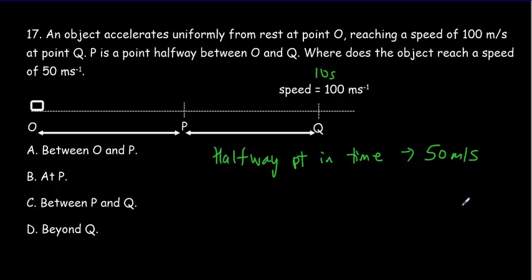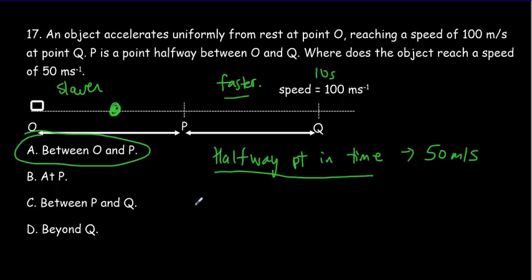Now, it's very different for distance, because in the first part of the journey, you're going slower, and in the final part of the journey, you're going faster, which means when you're going slower in that same amount of time, let's say 5 seconds, you're not going to travel as far. You're going to travel farther in the second part of the journey where you're traveling faster for the same amount of time. So it's important to make this distinction with the halfway point in time versus the halfway point in distance. So your answer has to be A, between 0 and P.